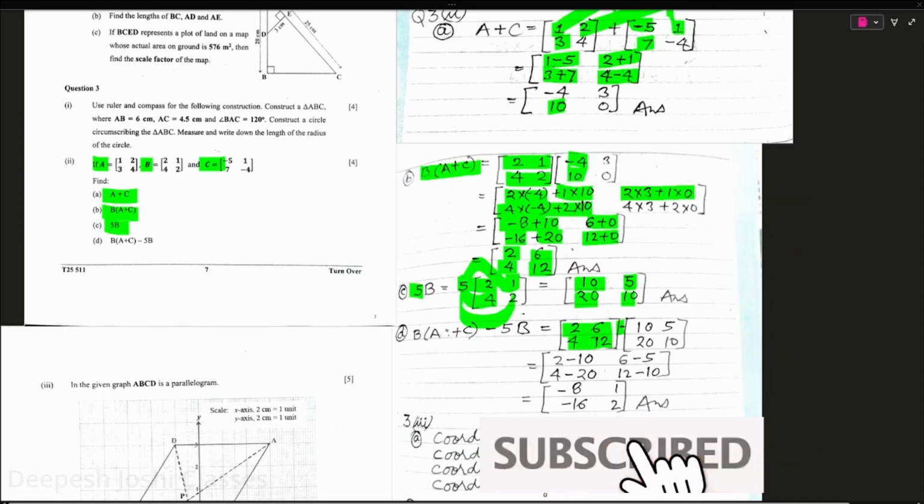In question number 3, second question, D part, we have to find B into A plus C minus 5B. For this, we will put the value of B into A plus C in the form of a matrix, minus the value of 5B in the form of this matrix. Now on operating this, the first element is 2 minus 10, and the second element 6 minus 5, 4 minus 20 and 12 minus 10. So we will get minus 8, 1, minus 16 and 2.